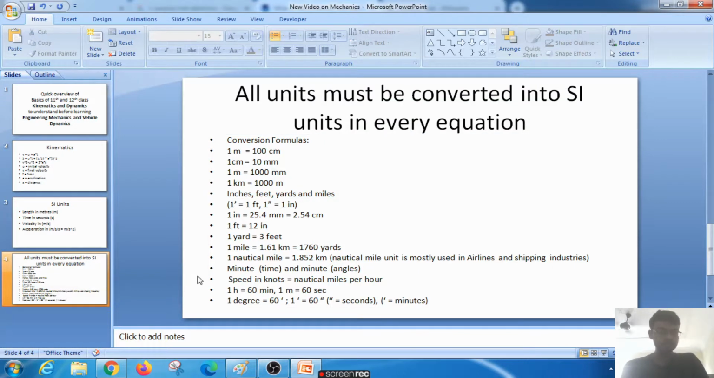So this is about the very basics of kinematics, and in the next video I will explain a few problems so that you will be confident in these terms, and in the upcoming videos I will also discuss dynamics.